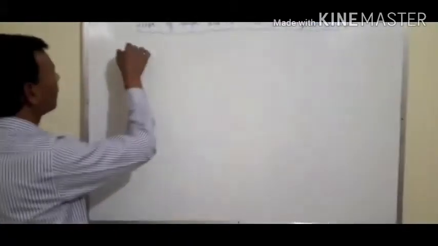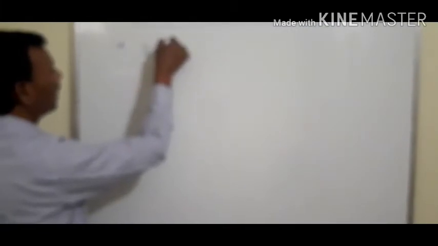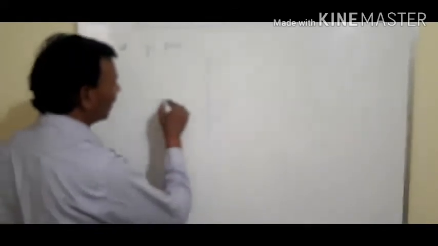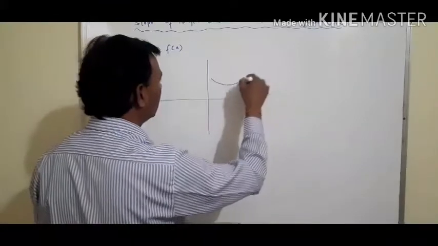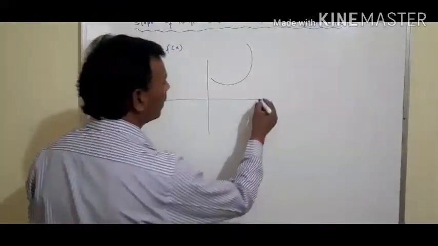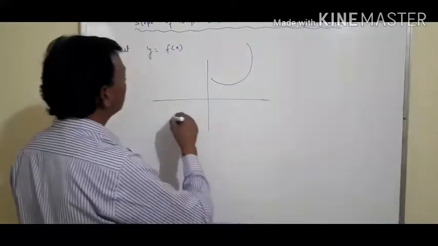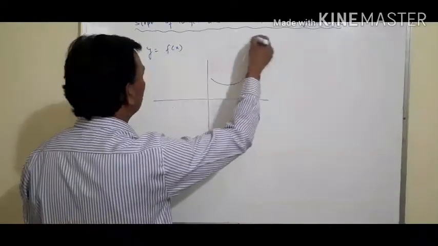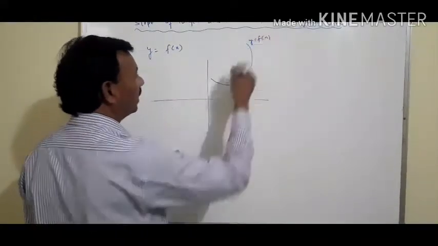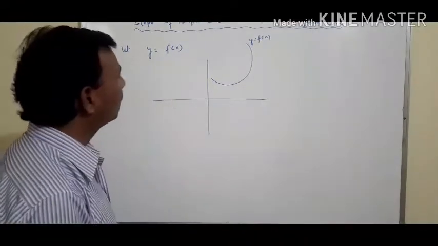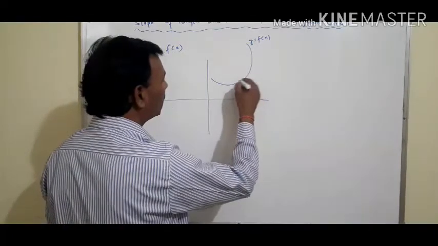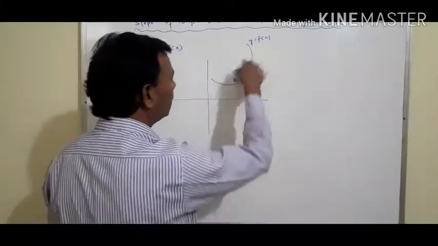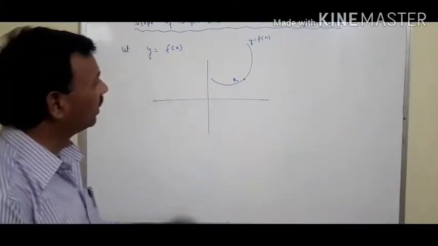Let y equal to f of x be a function, and suppose the graph of this function is like this. Here y equal to f of x is the equation of this graph.